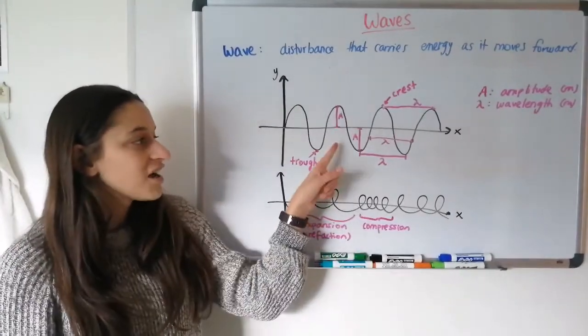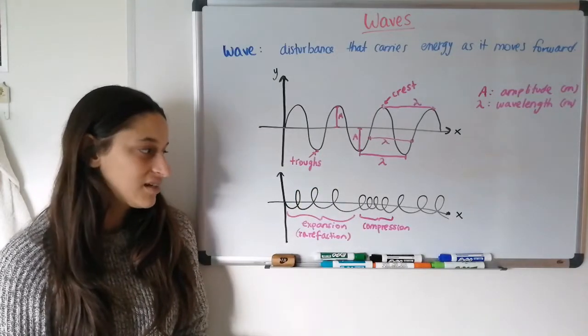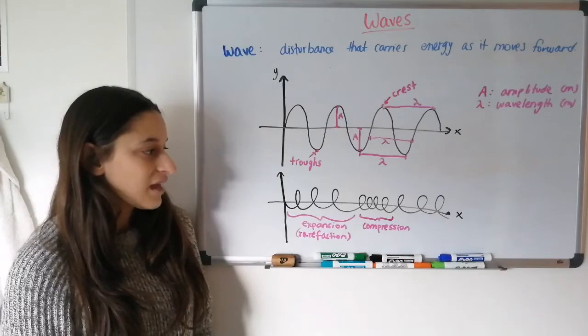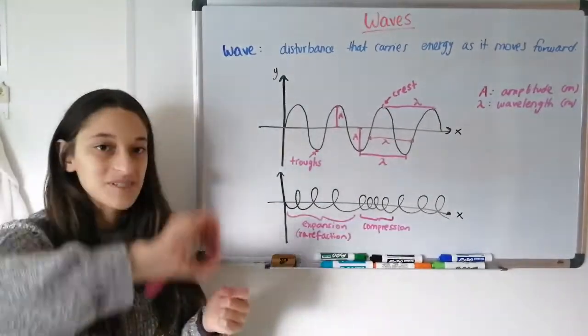And we can also identify the amplitude and the wavelength, but here it's a little bit more complicated. So the amplitude is how much each piece moves. What is the maximum distance it can move?